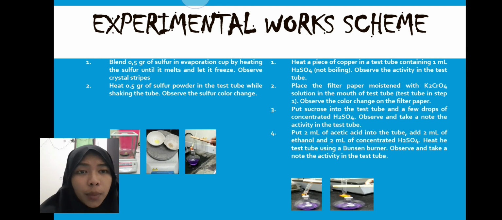Step 4. Put 2 ml of acetic acid into the tube, then 2 ml of ethanol and 2 ml of concentrated H2SO4. Heat the test tube using a Bunsen burner. Observe and take note of the activity in the test tube.